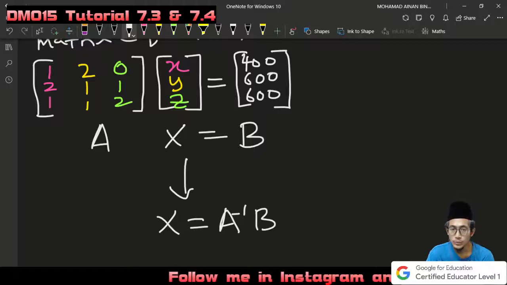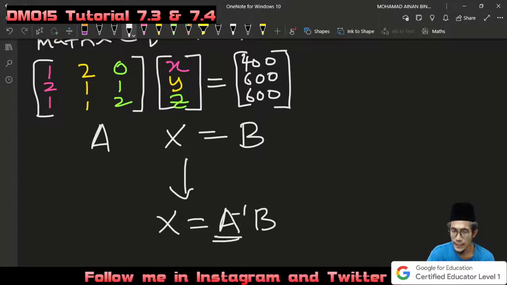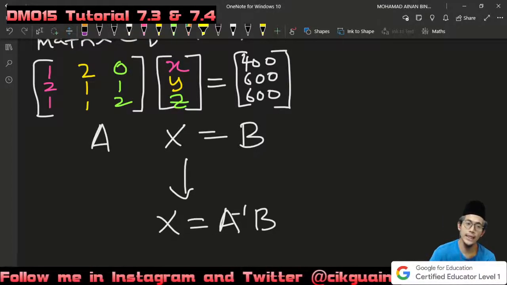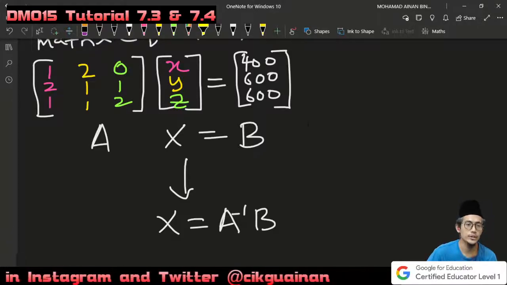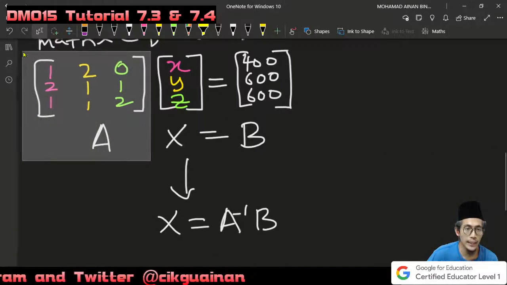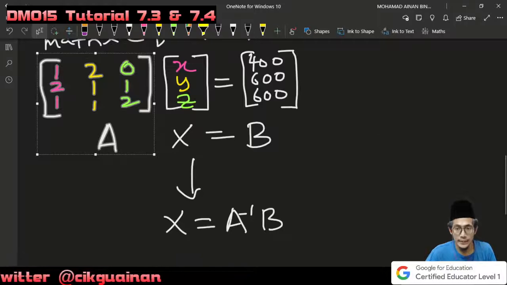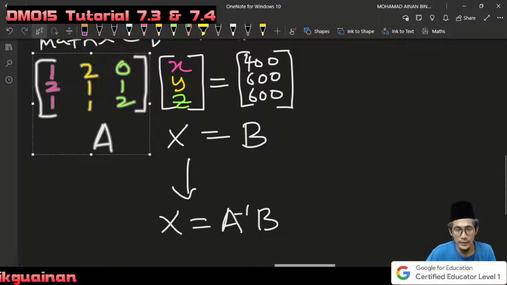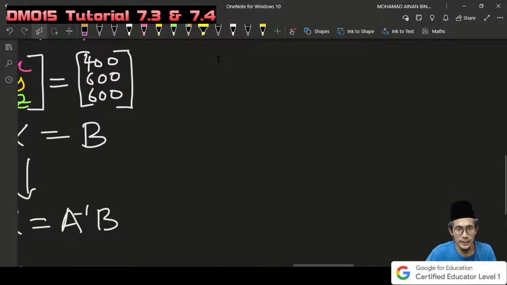Now, so this one, kita dah tahu nak kena cari A inverse. Now, what is the A inverse? A kita dah tahu kat sini. So, kita copy kat sini. Kita pakai adjoint method. Okay? Pakai adjoint method. So, I do adjoint method over here, dekat tepi sini.